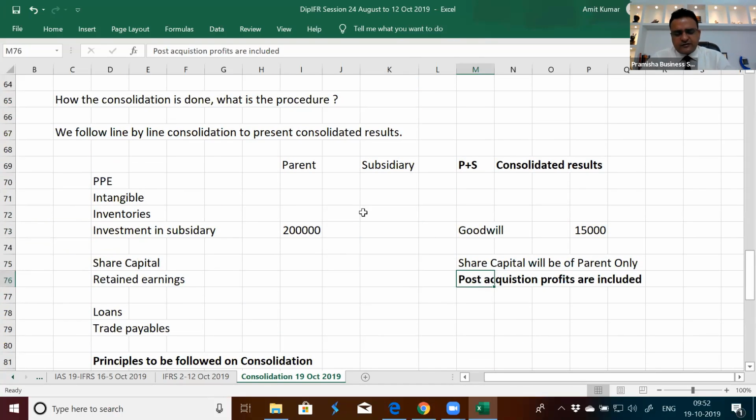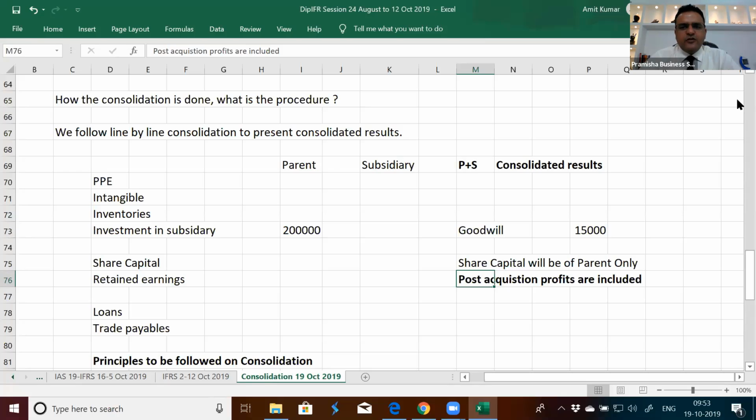Anyone having any doubt in this? Did you get the concept which I'm trying to convey? Hello? Akash, Bhanu, Birpal, Hema, Manoj, Pankaj, Sapna. Did you get the concept? On consolidation, what will be included, what will not be included, and why we are not including it? Because there is an asset of one entity and a liability of another getting cancelled on consolidation.